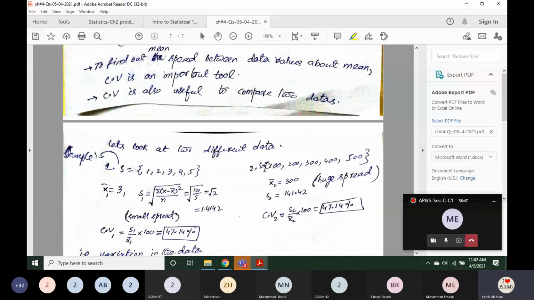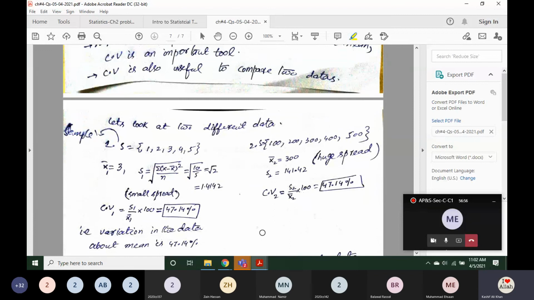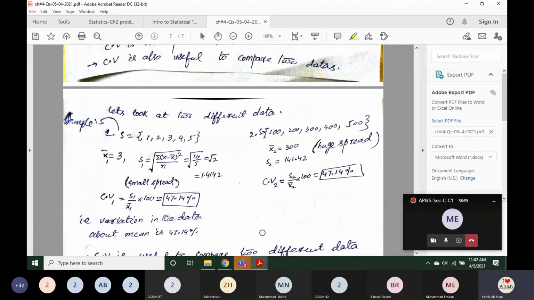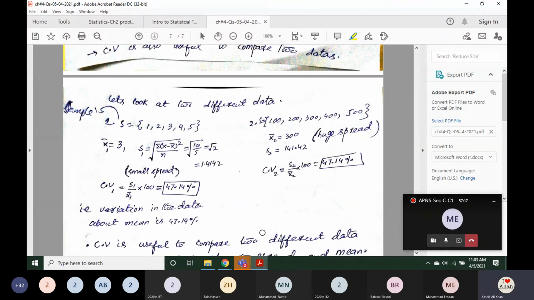The reason is that the data values are quite a bit higher as compared to the first sample data, but the coefficient of variation is the same. So that means the variation in the data about the mean in both of these data sets is 47.14%. The spread in the second data is huge as compared to the first one, but the variation in the data about the mean is the same. So both of the data tell the same information.